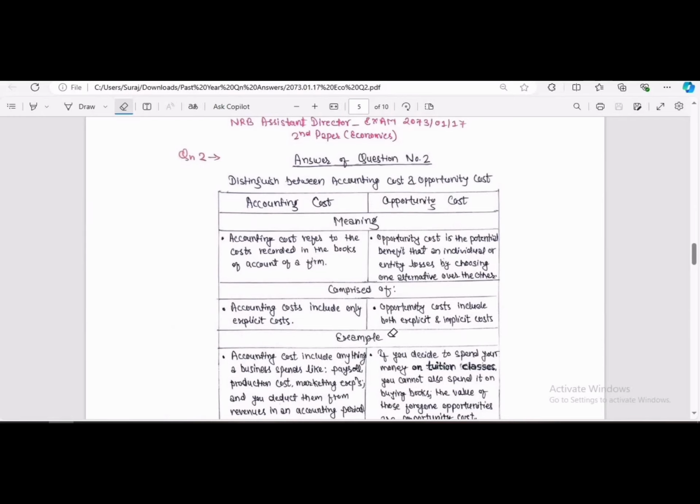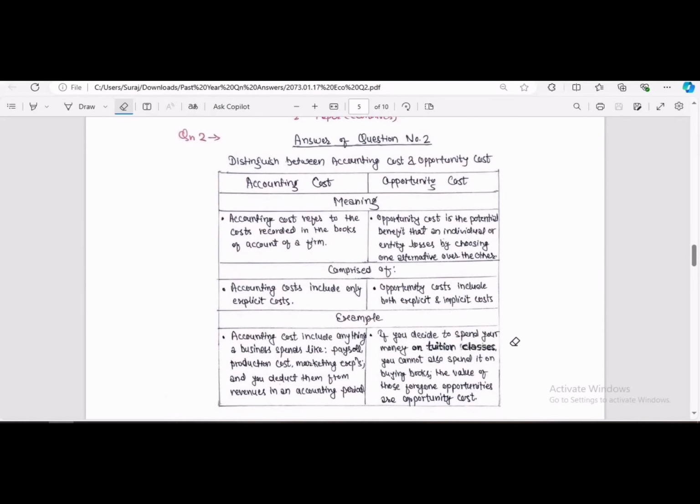An example of accounting cost is anything a business spends, like payroll, production cost, and marketing expenses, and you deduct them from revenues in an accounting period. On the opportunity cost side, if you decide to spend your money on tuition classes, you cannot also spend it on buying books. The value of those foregone opportunities is the opportunity cost. So in 3 points we differentiate accounting cost and opportunity cost.